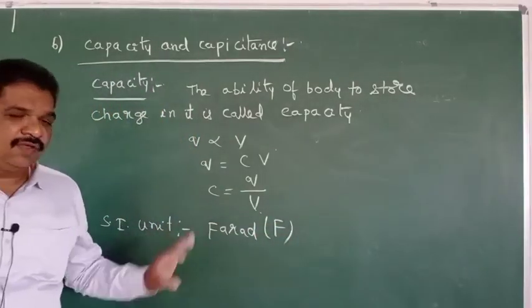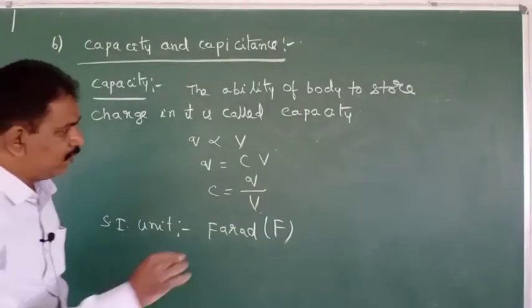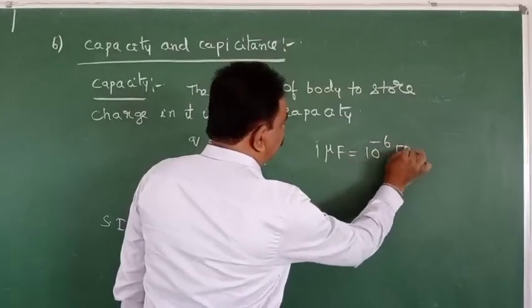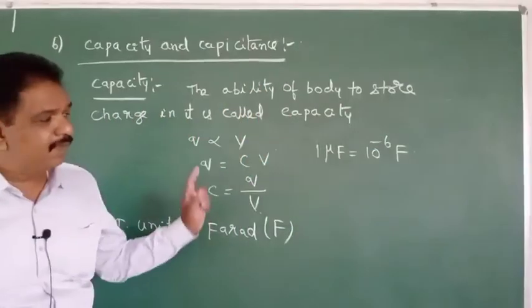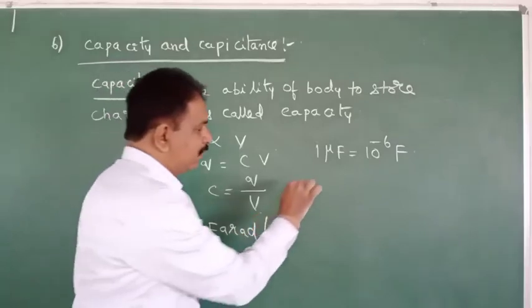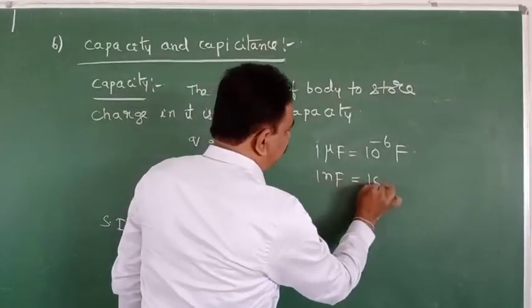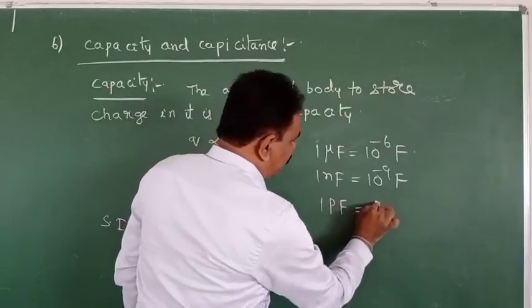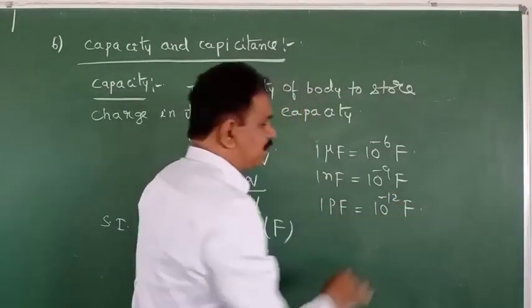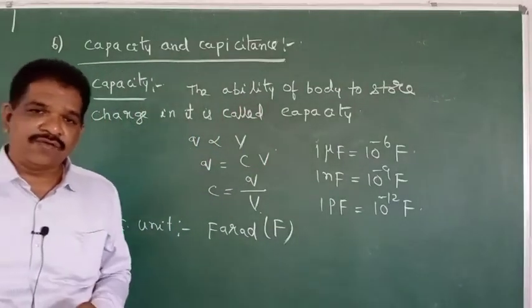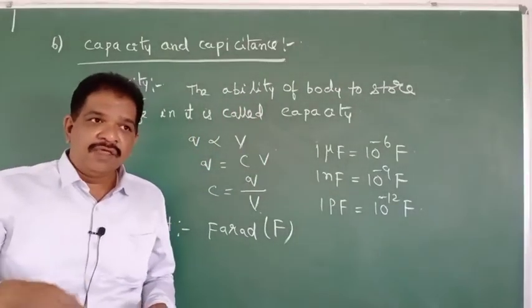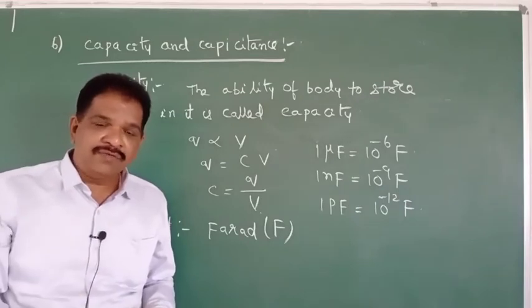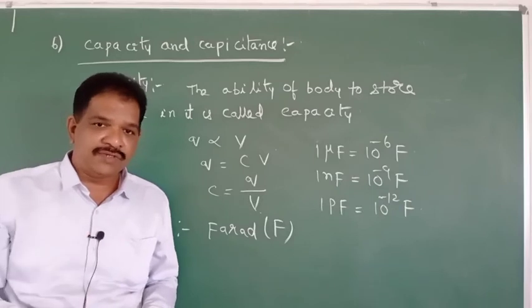But farad is a very big unit. That's why we use smaller units. Practical units: 1 microfarad means 10 power minus 6 farad. 1 nanofarad means 10 power minus 9 farad. 1 picofarad means 10 power minus 12 farad. Understanding? A body having capacity means it may have charge, it may not have charge.